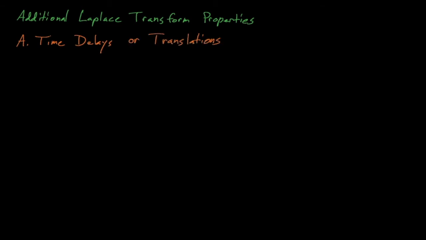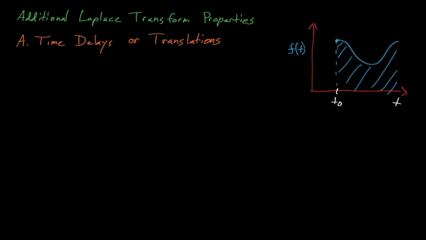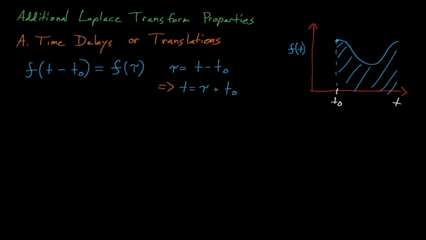The first property we'll examine is the time delay property. Let's say that we have some function that operates under a time delay, which means that it's equal to 0 until after time t naught, after which it follows some function f of tau, where tau is equal to t minus t naught, and f of tau is equal to 0 for all tau less than 0.